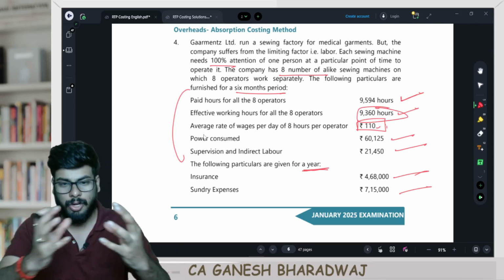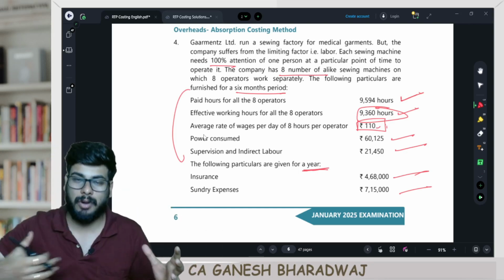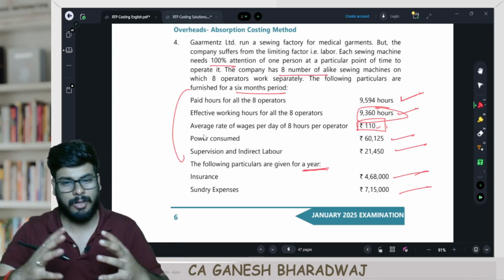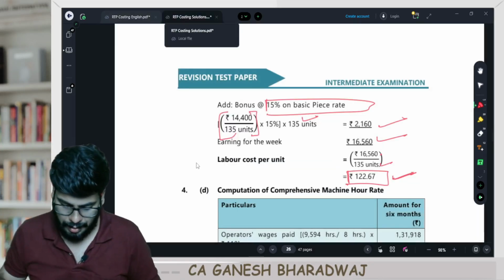Numerator, what you need to do is collect all the costs that you are incurring with respect to running this machine for a period of 6 months, all these machines put together. Clear with this? Fairly a straightforward question. So let's quickly do this question.